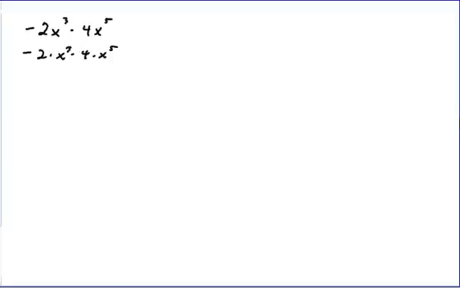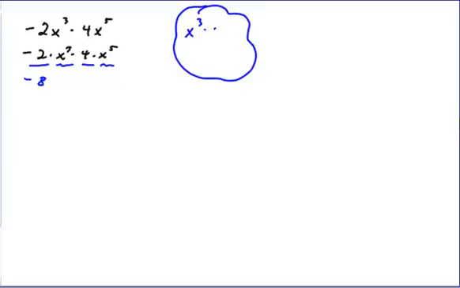Multiplication order doesn't matter, does it? So I can say negative 2 times 4. What is that? Negative 8. Oh, yeah, and then I can actually simplify this. What is an x cubed times an x to the 5th? X to the what? 8th, is that what you said, Alex? Good. Negative 8, x to the 8th.